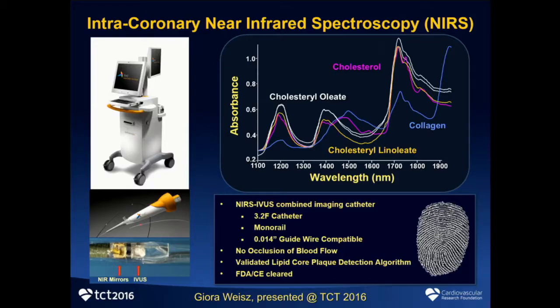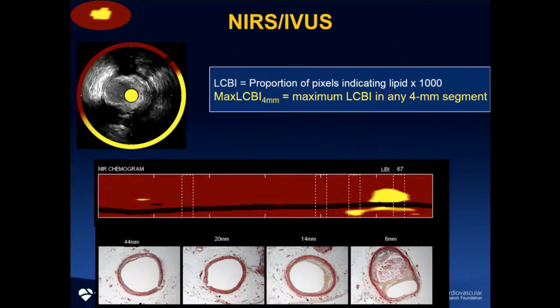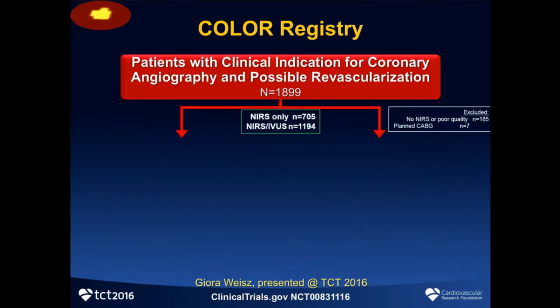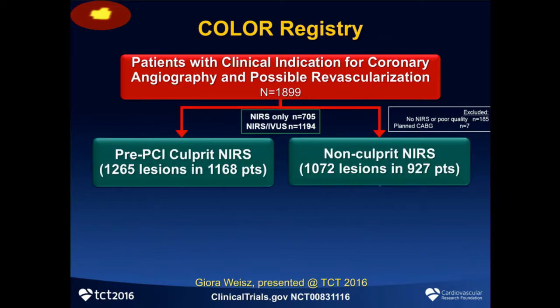You can take a near-infrared image and get a roadmap of what the lesion looks like using spectroscopy. The near-infrared catheter is mounted with an IVUS as well. The near-infrared has been correlated with anatomy to show that a high lipid-rich plaque can be detected and is measured by the lipid core burden index, LCBI. The COLOR registry was a 1,900 patient registry which tried to determine whether stenting of these lesions, which are lipid-rich plaques, was associated with more MACE.